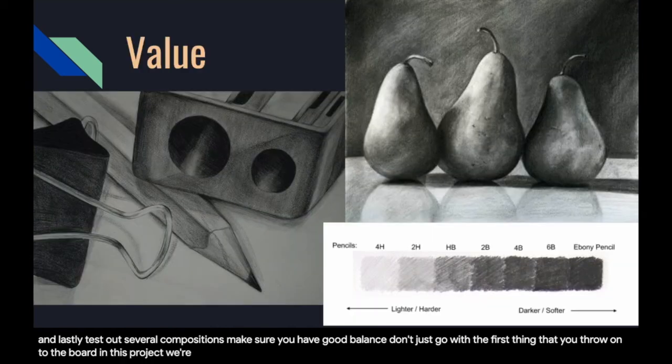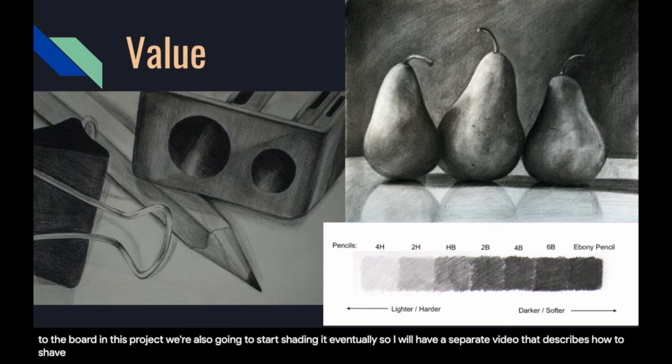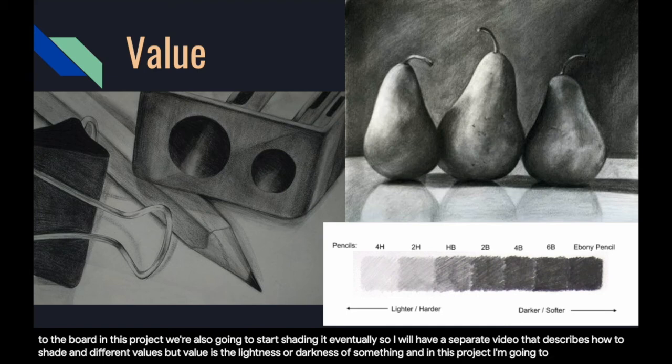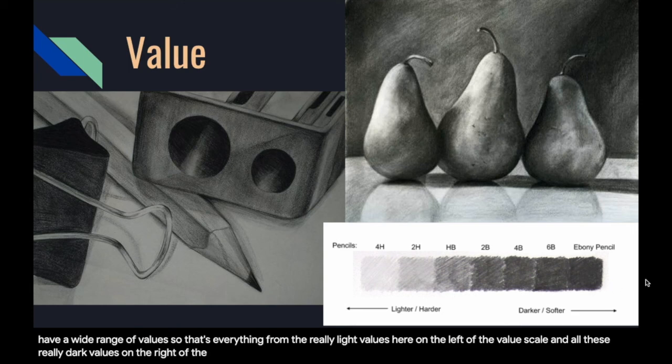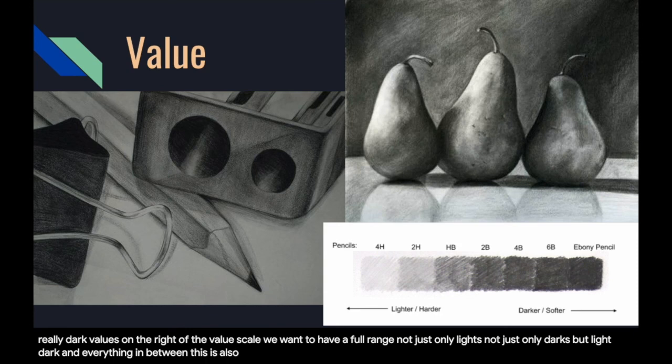In this project, we're also going to start shading it eventually, so I will have a separate video that describes how to shade and different values. But value is the lightness or darkness of something. And in this project, I'm going to expect you to have a wide range of values. So that's everything from the really light values here on the left of the value scale and all these really dark values on the right of the value scale. We want to have a full range, not just only lights, not just only darks, but light, dark, and everything in between. This is also going to help with our depth and to help things look like they're really 3D.